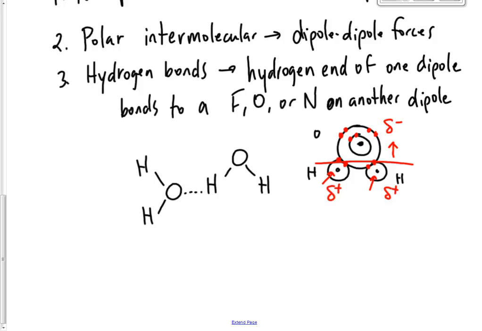But it doesn't have to be a hydrogen to an oxygen. It could be a fluorine or it could be a nitrogen. It doesn't really matter, but that's how hydrogen bonds work. And this right here is what we mean by a dipole, where it has 2 poles: a positive pole here and a negative pole there.